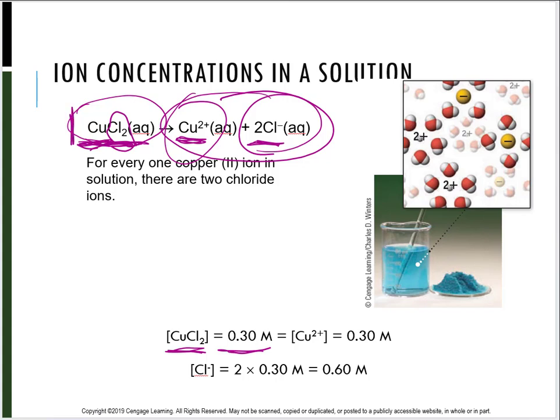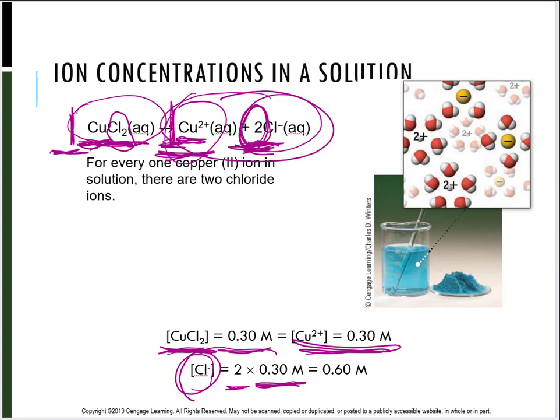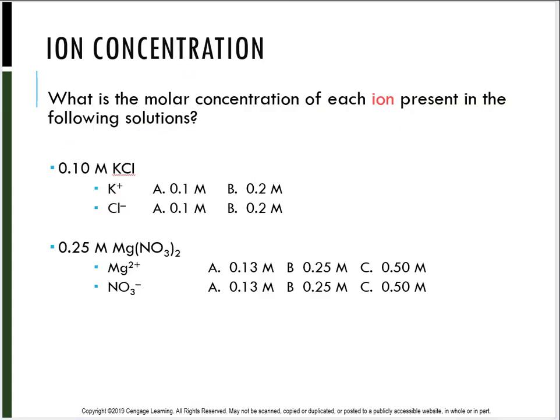That means this is a 1 to 1 to 2 ratio. So if the concentration of copper chloride is 0.3, that means the concentration of copper 2 plus is 0.3 molar. It's a 1-to-1 ratio. Our chloride is going to be twice. Notice that for every one of these, there's 2 of these, so it's going to be twice the concentration. So the chloride concentration, since there are double them, is going to be 0.6 molar.